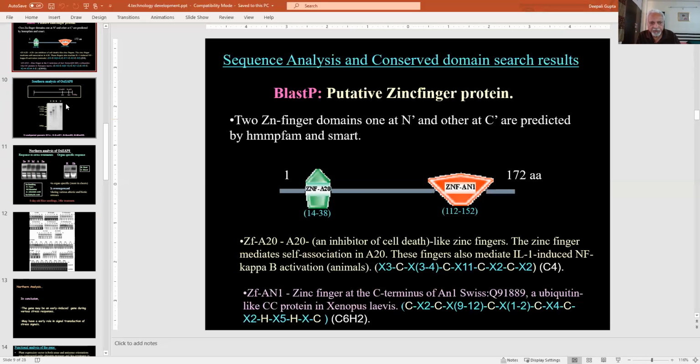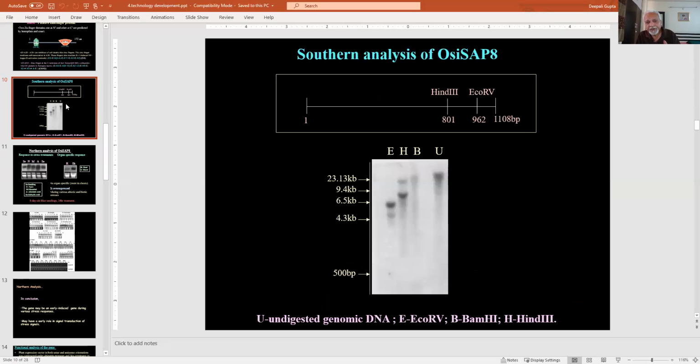wet lab work. First was to check whether whatever we have fished out from the library is part of the genome. And that is done by certain analysis. So this is the coding region of the SAP8 gene from here to here, and it has two unique sites, one is HindIII and another is EcoRV. So the genomic DNA prepared from the plants was digested by these two enzymes.